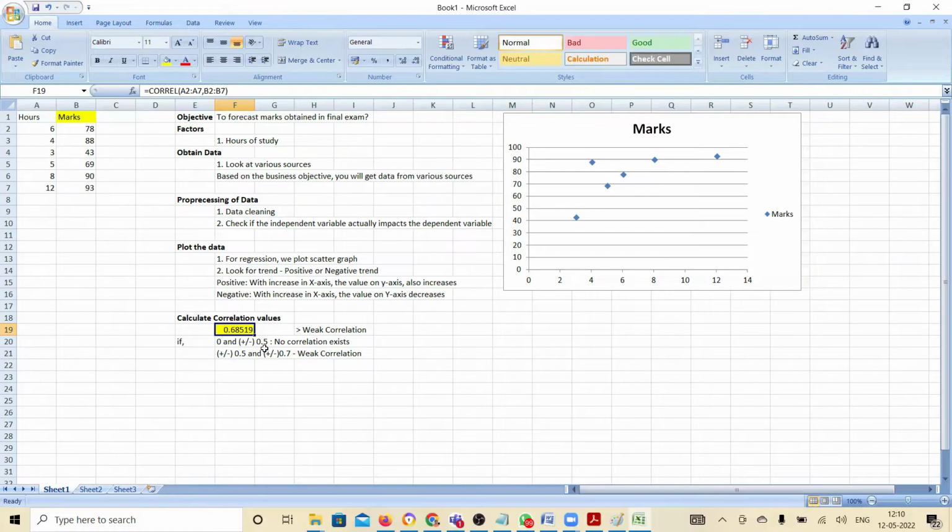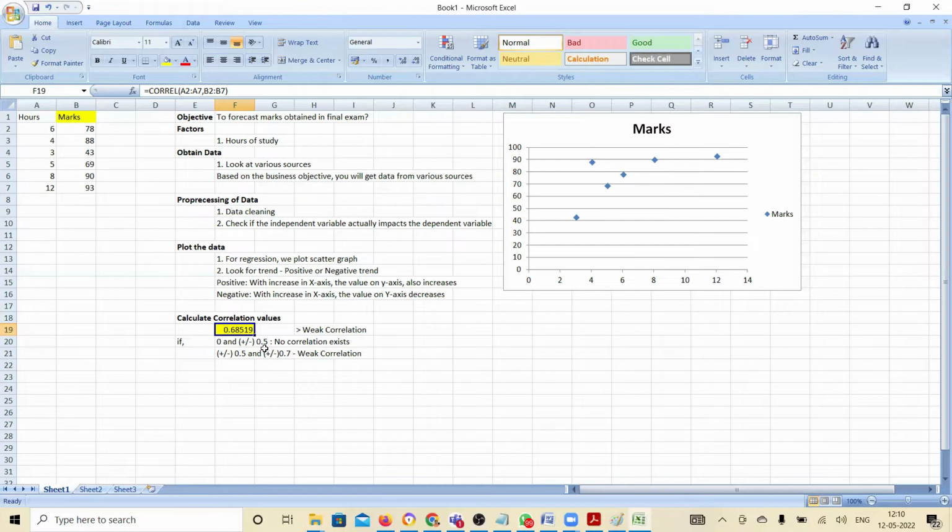That means in this example, based on hours, we cannot predict marks. There is no correlation at all. It means the number of hours you study does not impact marks. If the number of hours you study doesn't impact marks, then how can you find marks? That means marks is not dependent on hours of study, right? So Y is not dependent on X.